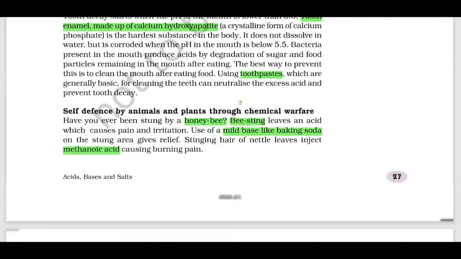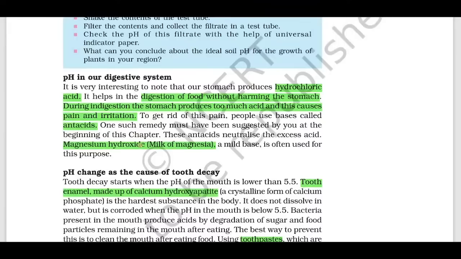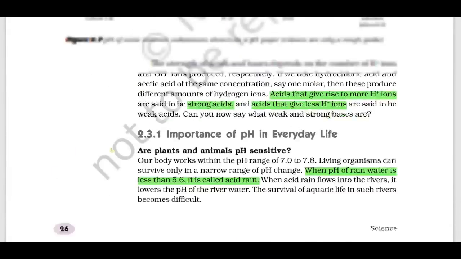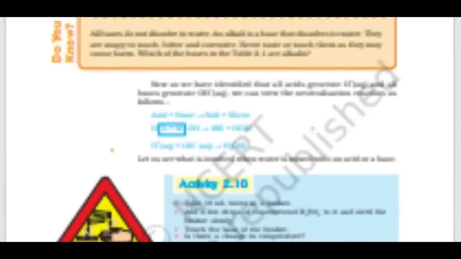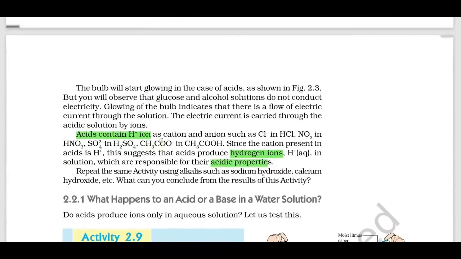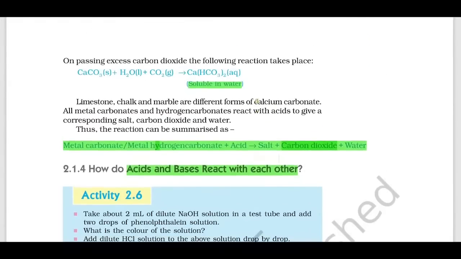The acid present in bee sting is methanoic acid or formic acid. Example for antacids are milk of magnesia. It is used in what? Acidity. pH scale, all those are very important concepts. Definition of hydronium ion. So you should read the textbook to score good marks.